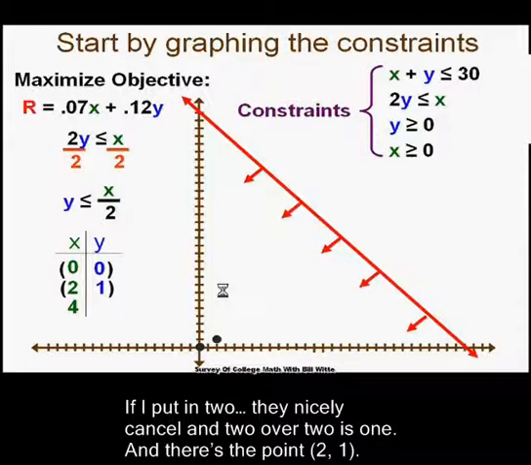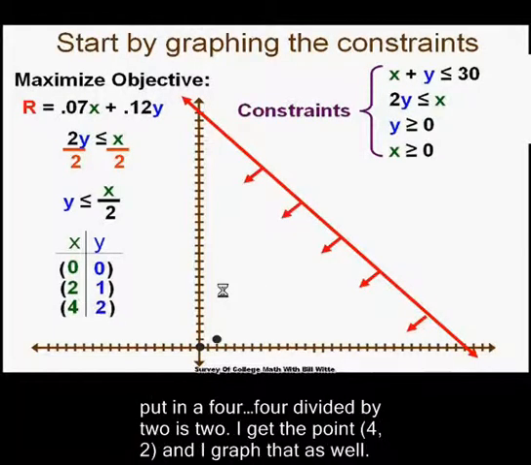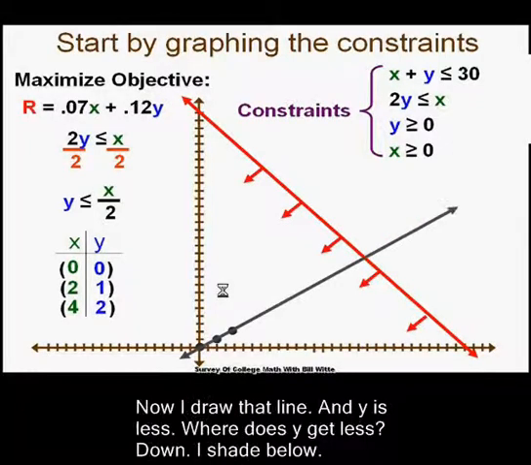If I put in a 4, 4 divided by 2 is 2. So I have the point 4, 2, and I can draw that line, and y is less. Where does y get less? Down. Okay? This one isn't forming a rectangle, is it?